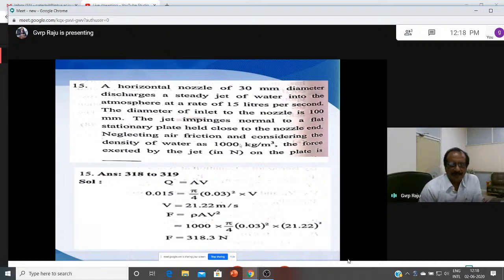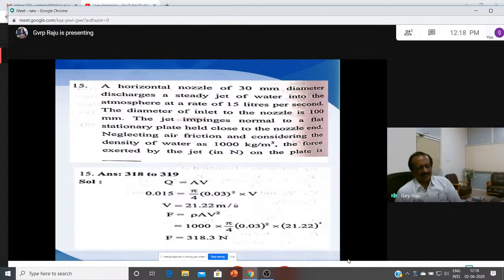Newton means, obviously you should be careful. Newton or kg force, you should be careful in giving units here. Simple problem here, Q is equal to AV. So Q is 0.015 and A is pi by 4 into 0.03 square, the area, because the diameter is 30 mm. So you can take 0.03 and you can find out V here. V is 21.22 meters per second.